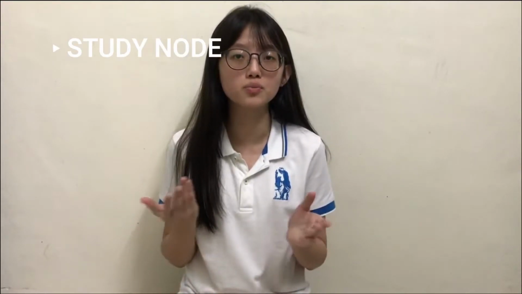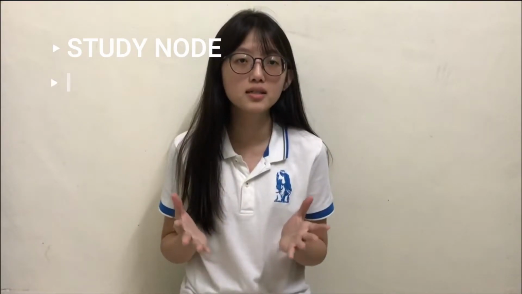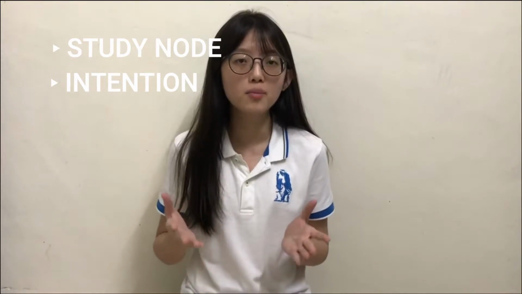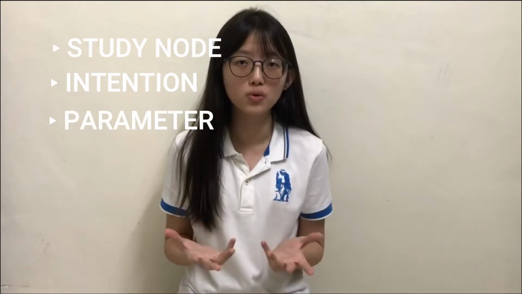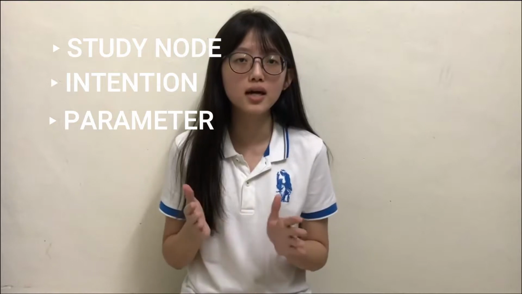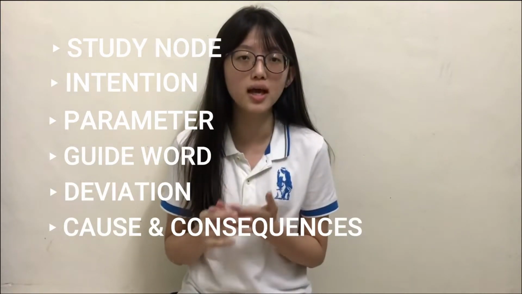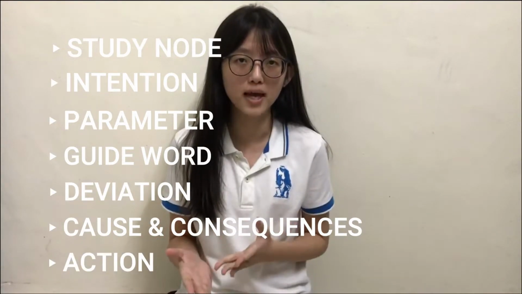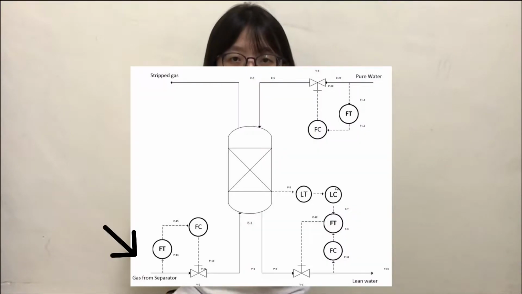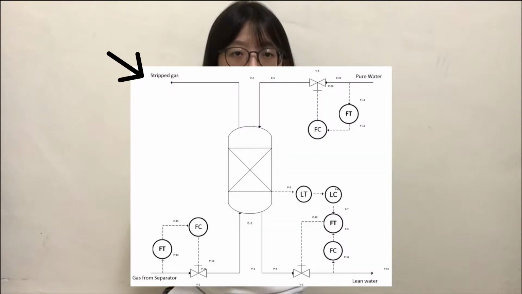A hazard study is conducted for the absorber unit, T101. The hazard study mainly involves the study note, which is the process part we are going to study, the intention of the process part, the parameter to study such as flow, temperature or pressure, guide word, deviation, cause and consequences of the deviation, and the action required immediately to prevent an accident. There are a total of 5 study notes for this absorber unit, involving 4 streams and 1 unit itself.